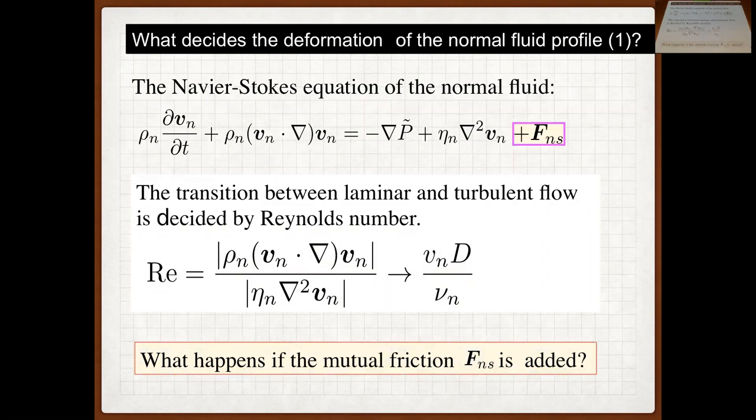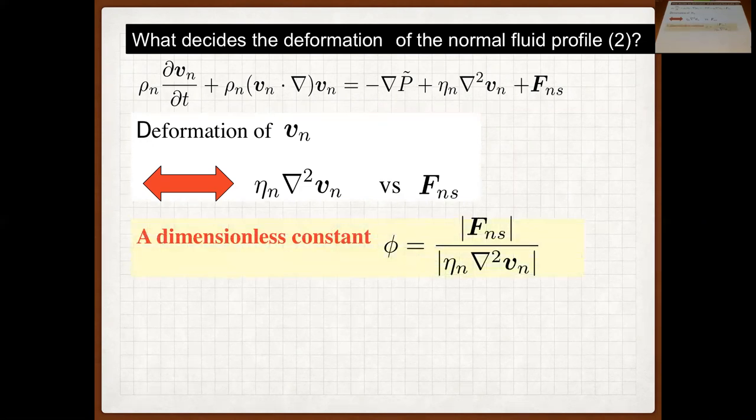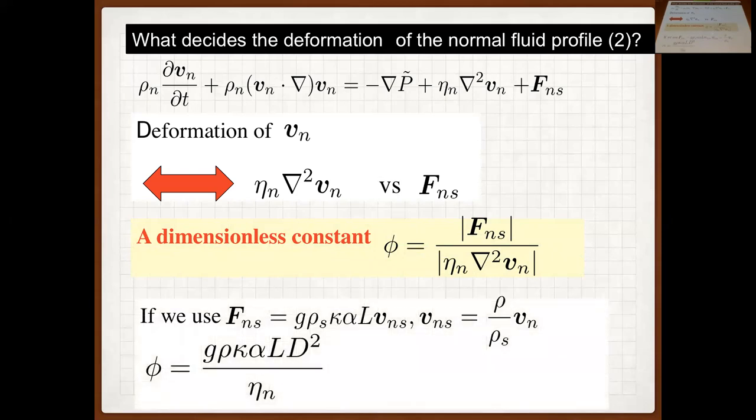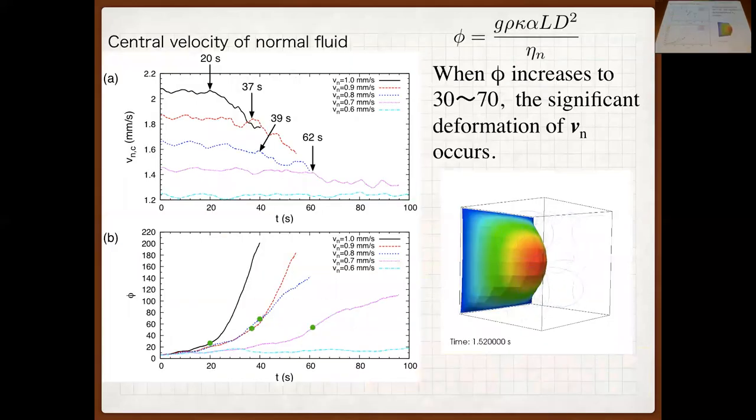Then what happens if the mutual friction F_ns is added? In this case, the deformation of v_n is determined by the competition between the viscous term and the mutual friction term. So we introduce another non-dimensional constant, something like this. Using some relations, we can find that this new parameter, phi, is proportional to the vortex line length density L. Actually, a similar analysis was performed by Carlo Barenghi and Yuri Sergeev about 10 years ago. They performed linear stability analysis of the normal fluid profile and found the critical value is about 30.